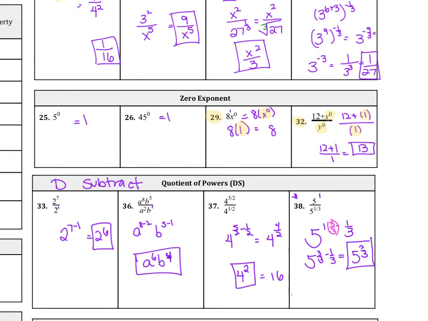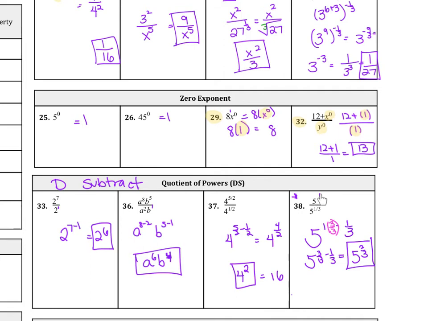Number 37, we have 4 to the 5 halves and 4 to the 1 half. So don't let the fraction scare you. You're still going to do the same thing. You're still subtracting the exponents. So we have 4 raised to the 5 halves minus a half. So 5 minus 1, so it's a common denominator, so that's nice. 5 minus 1 is 4 in the denominator of 2. And remember, 4 over 2 is just 2. And then we could simplify it, right? 4 squared is 16.